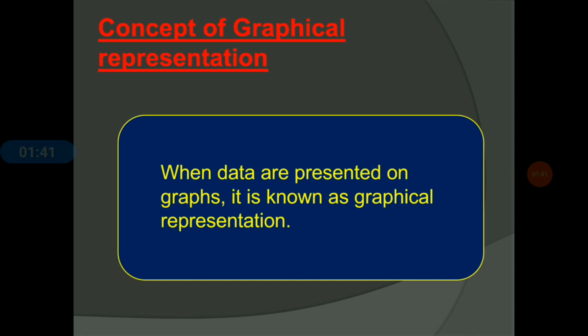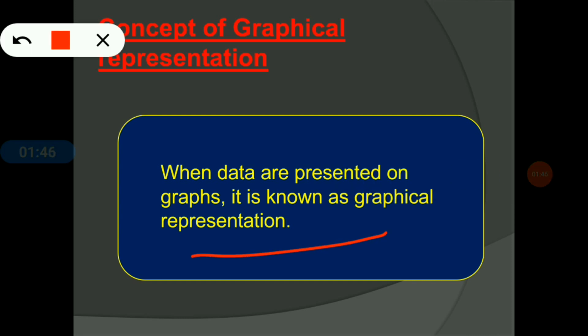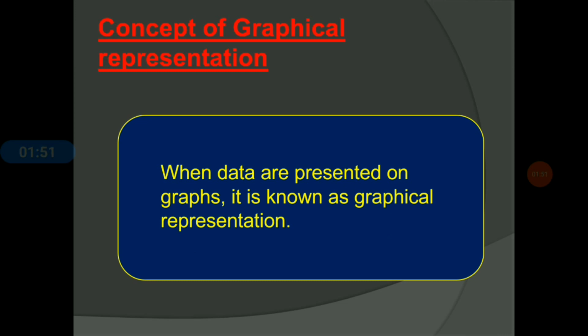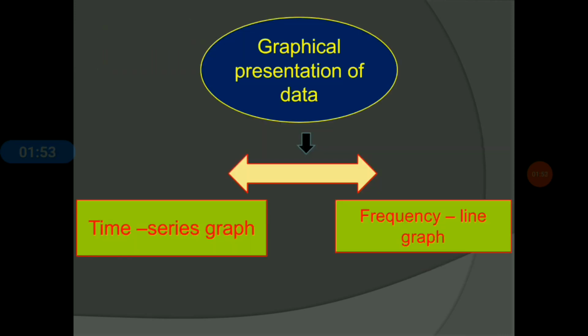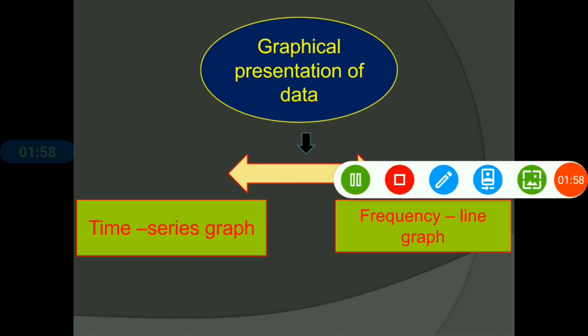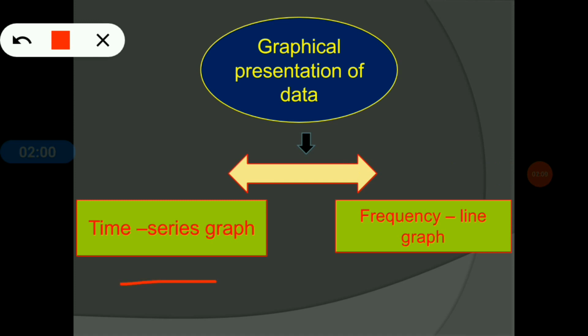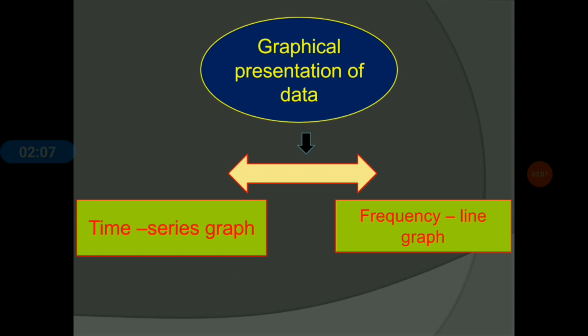When data are presented in graphs, it is known as the graphical representation of data. So we go to the next slide. Here we can see the graphical presentation of data is of two types. The first one is the time series graph and the second one is the frequency line graph. Okay, so now move on to the next slide, where we can discuss the time series graph and frequency line graph briefly.